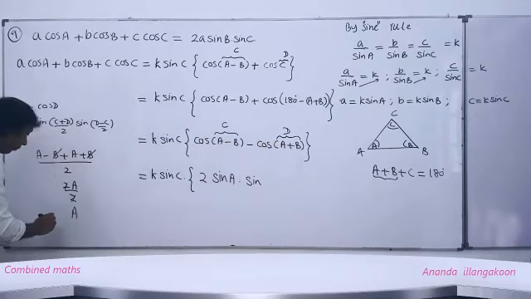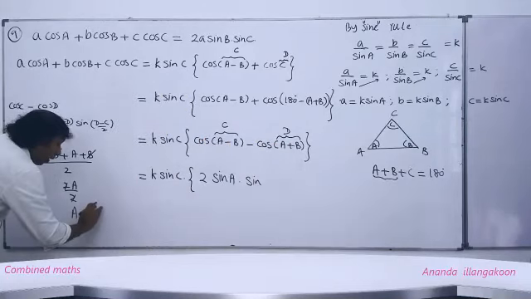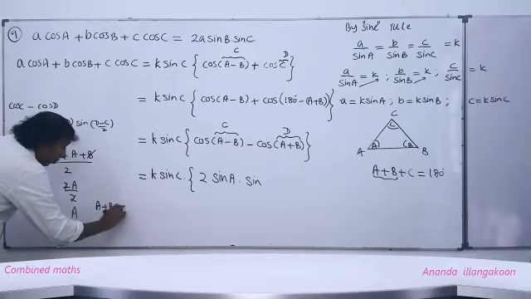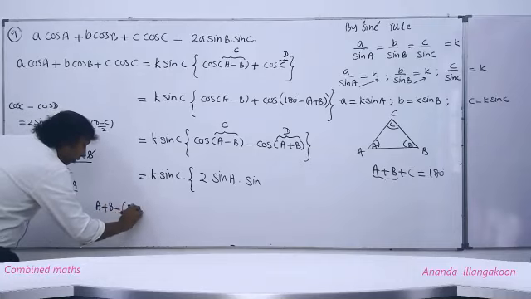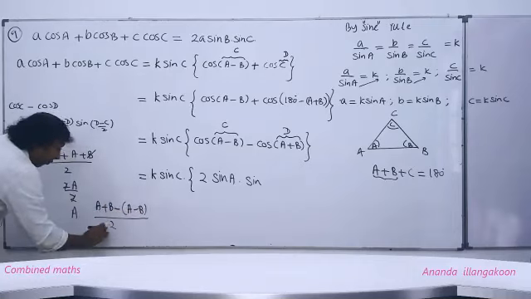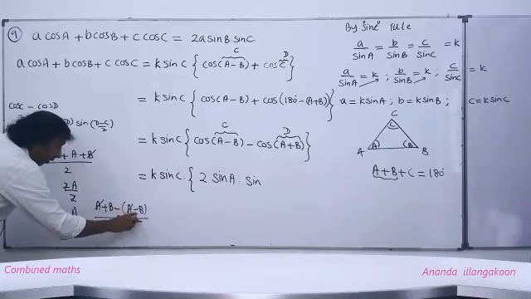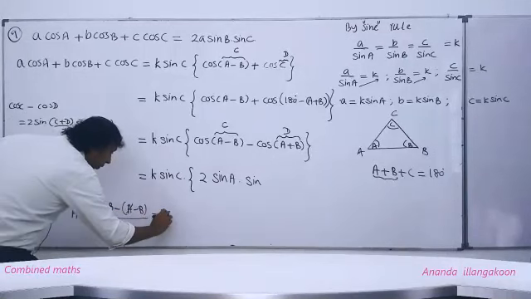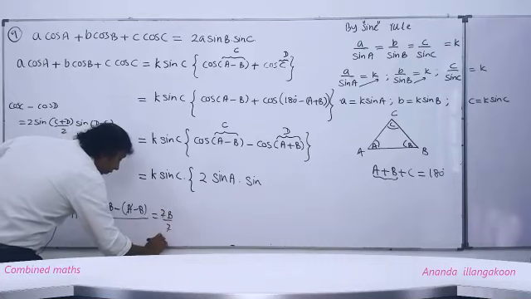What's that then? A plus B minus A minus B, by 2. The A terms cancel out, minus minus plus, 2B by 2. We get B here.